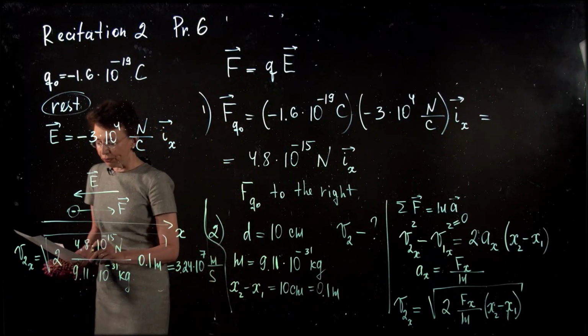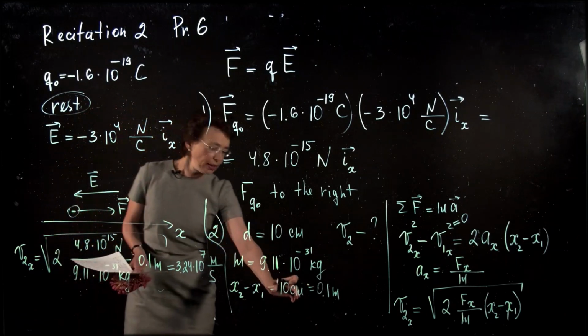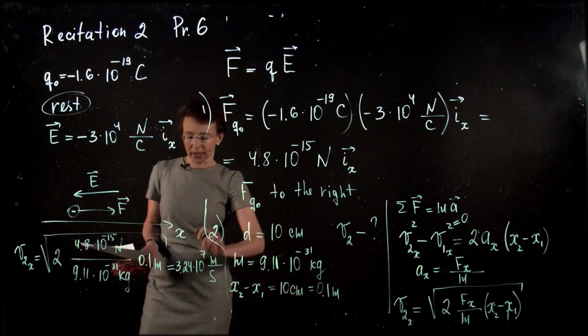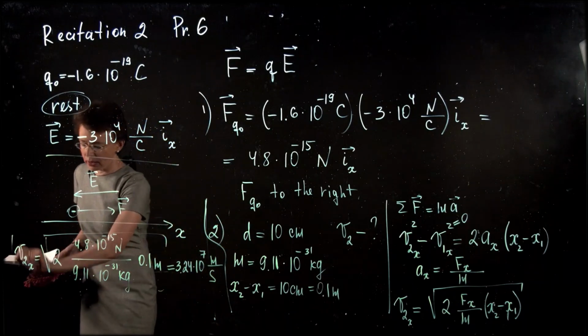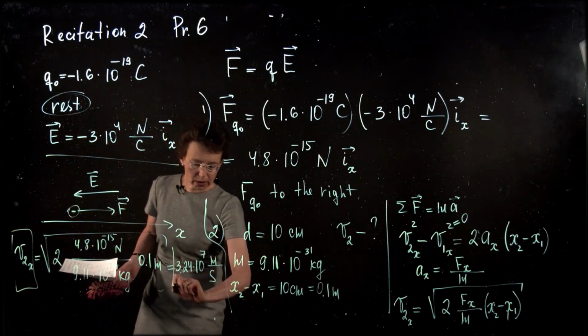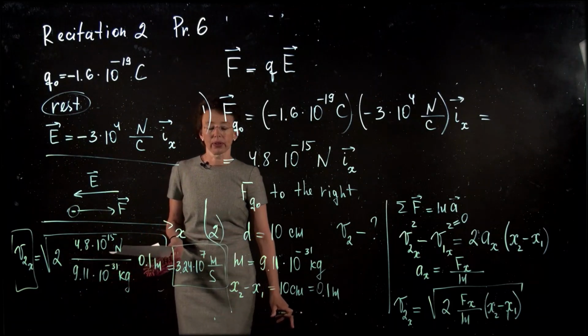So we found the velocity of this electron after it traveled 10 centimeters in the electric field that was given. And this is the velocity that we calculated: 3.24 times 10 to the 7th meters per second.